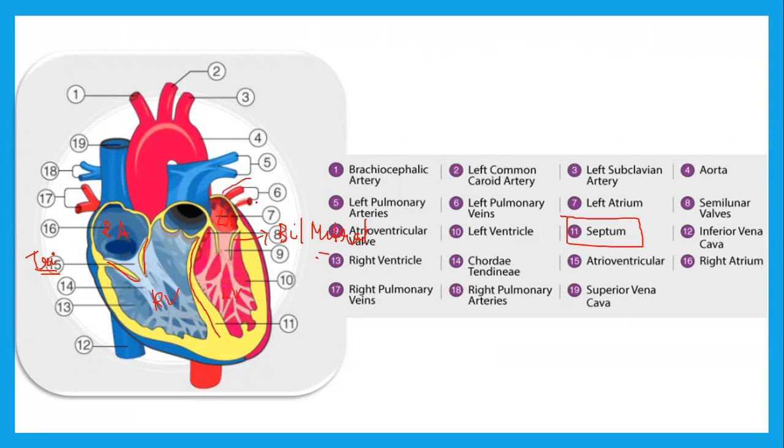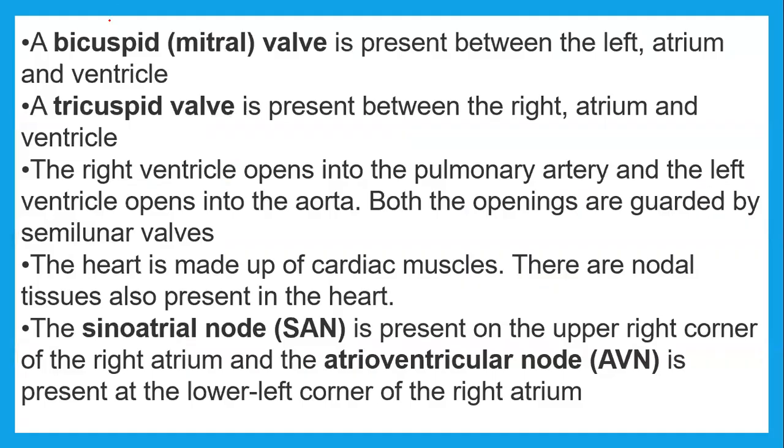The deoxygenated blood from the right ventricle is pumped to the lungs through the pulmonary artery. Clear? Through the pulmonary artery. And the oxygenated blood reaches back into the heart through the pulmonary vein. Clear? Pulmonary vein. Very important one.